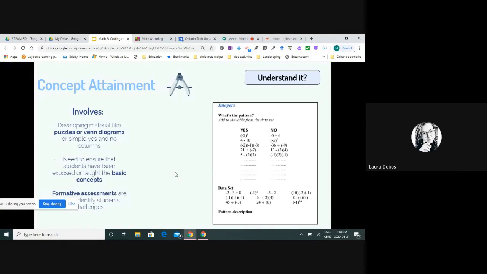I'll jump in. It's Laura. I think a lot of times in teaching, we see Venn diagrams. I just think that often it's not necessarily recognized as concept attainment. So I think that idea of brainstorming through the use of Venn diagrams and tools similar to that, I think it's more common than not.